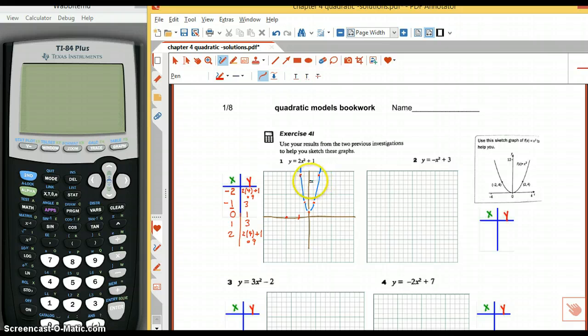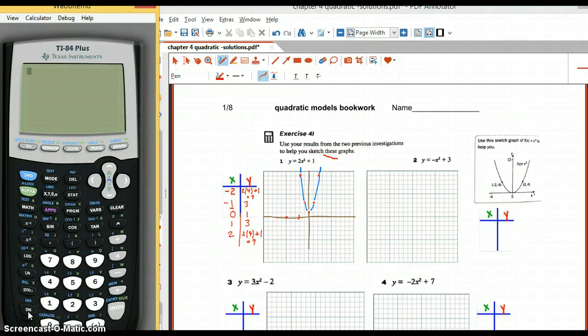That's what they asked us to do. They asked us to sketch the graph. So now let's try an alternative method with the calculator. Let's say that you don't like doing a lot of calculation by hand.